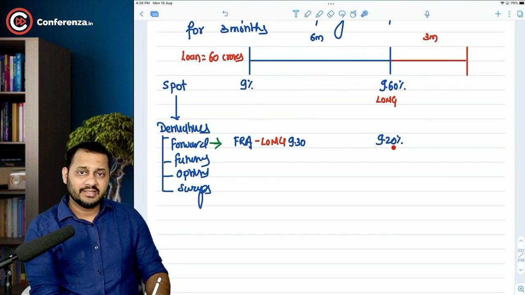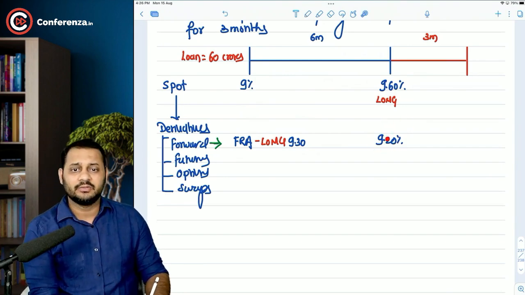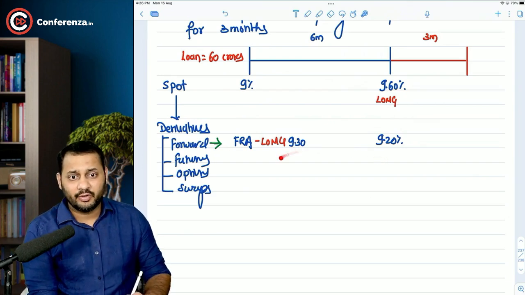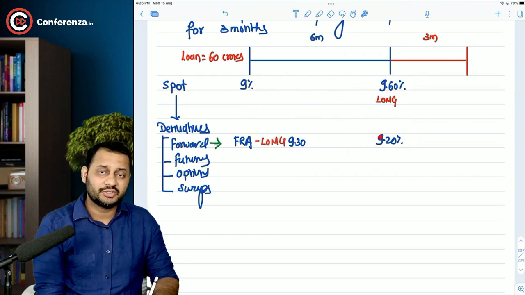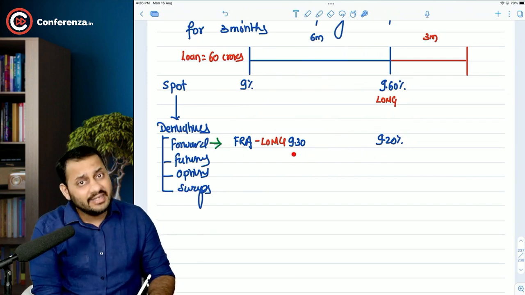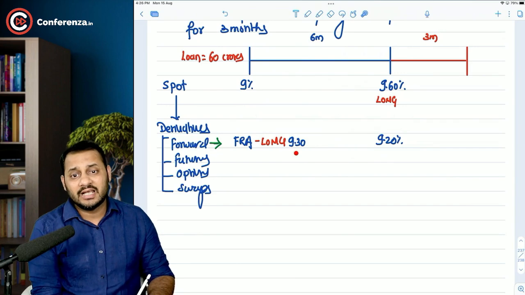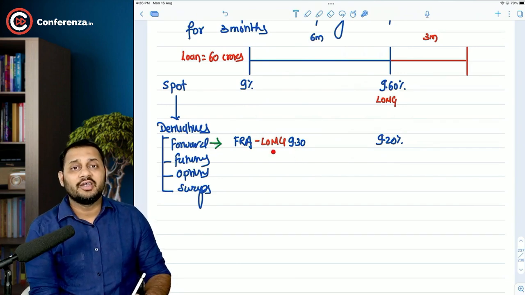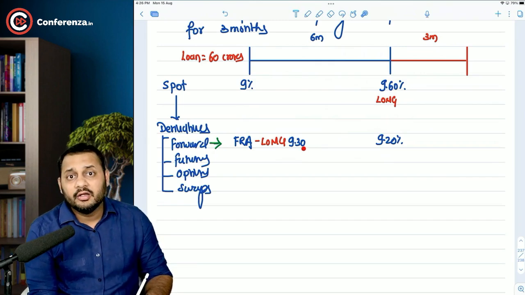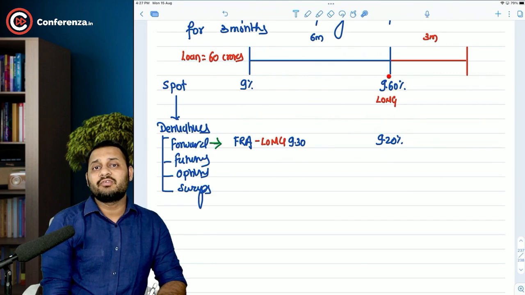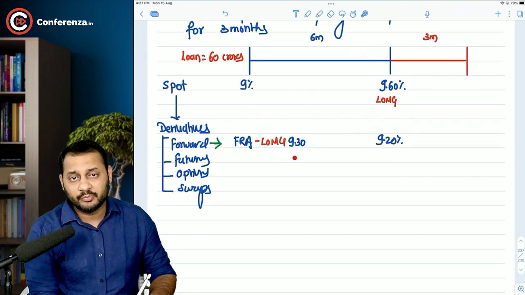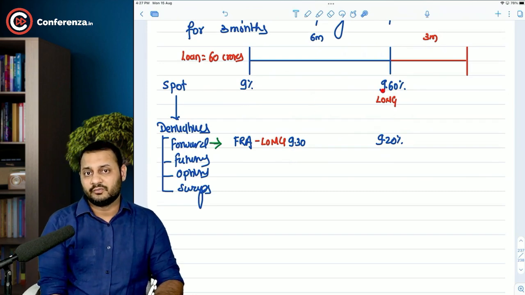Now, don't you think if the bank is thinking that 9.2% will be the rate after 6 months, it's better to sell a loan to the borrower at 9.3%, this 0.10%. Even if the rate rises to 9.2%, the bank will still have a profit of 0.10%. So the bank is ready to sell FRA to you at 9.30%. Now you are also ready, because you think the market rate after 6 months is going to be 9.60, and it's better to fix the rate at 9.30 instead of paying 9.60, right?